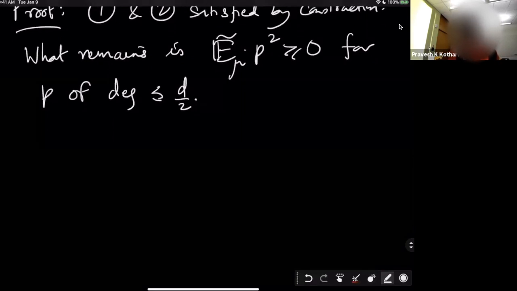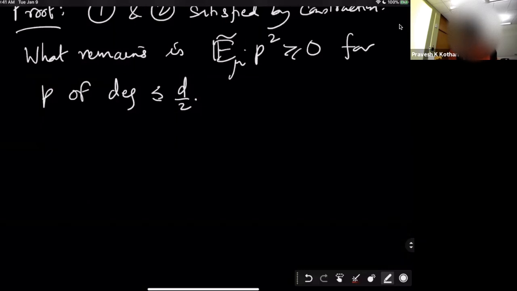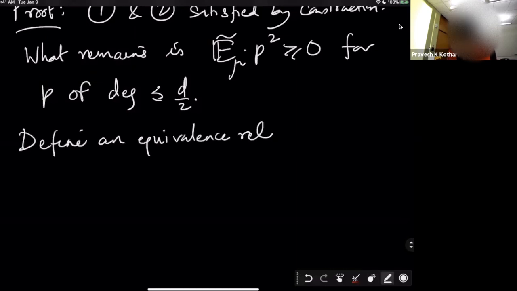So here is how we're going to argue, okay? We're going to define an equivalence relation on the set of all monomials of degree at most D by 2.